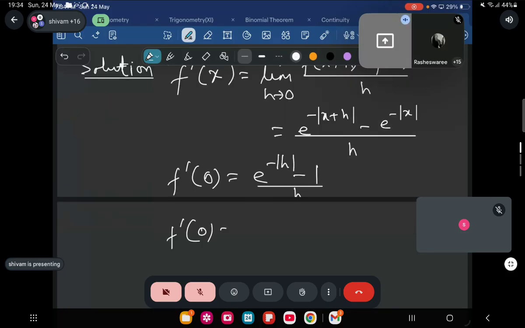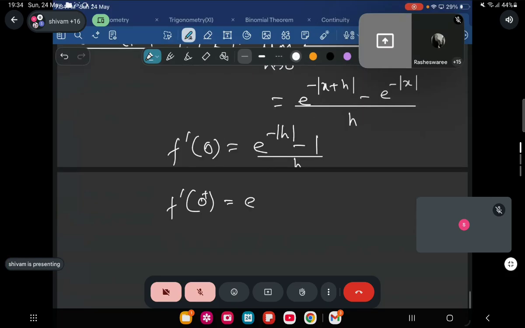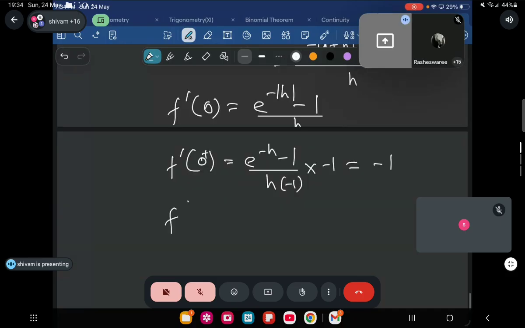F dash at 0 plus will be equal to, if mod opens with a positive sign, e to the power minus h minus 1 by h. I think we have to multiply it by minus 1 to convert it into standard form. So I think the right hand derivative will become minus 1. Tell me, you people got it? Minus 1.